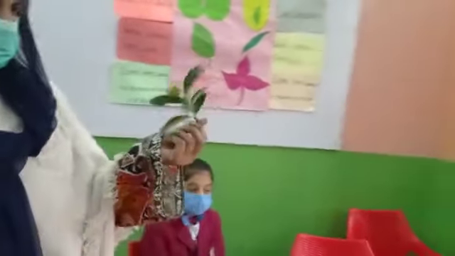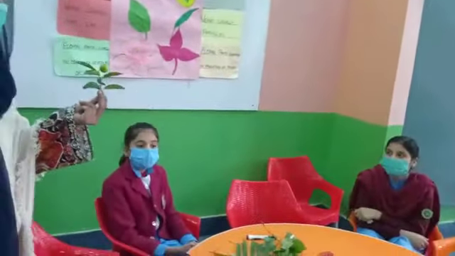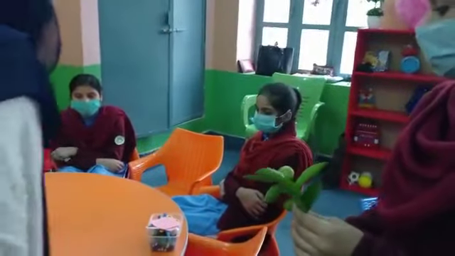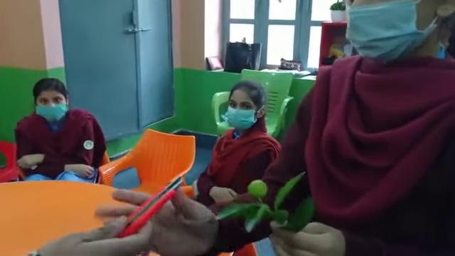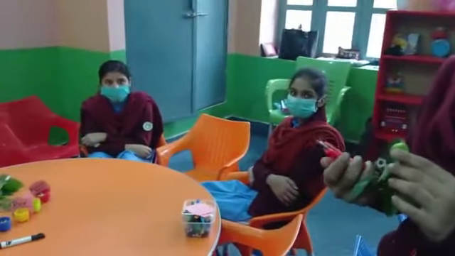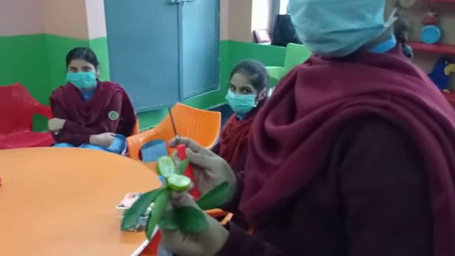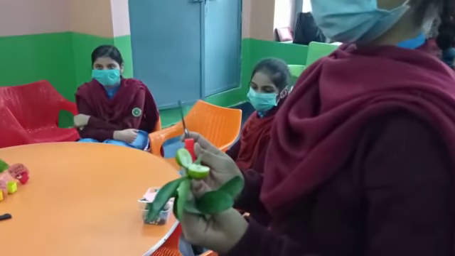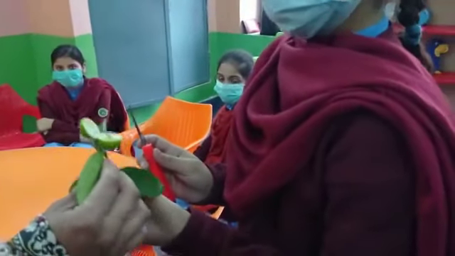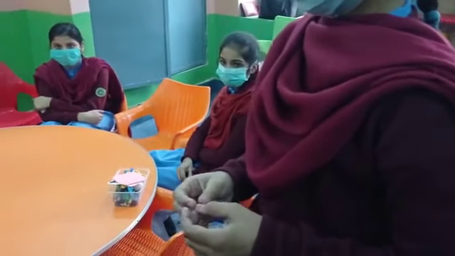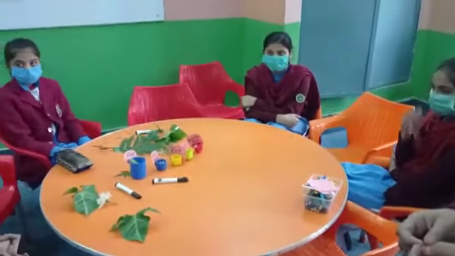Now I will give you a plant. What is this? Lemon plant. Now you tell me, is it monocot or dicot? Dicot. How? Cut it and show me. Miss, it is dicot because it has two cotyledons.